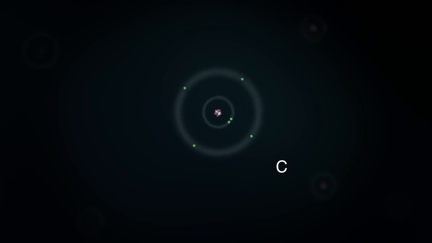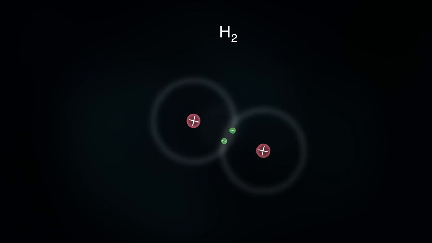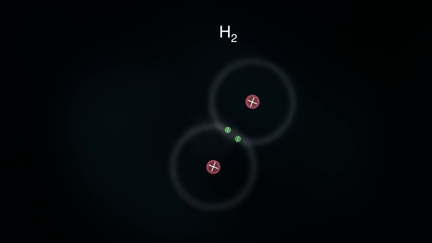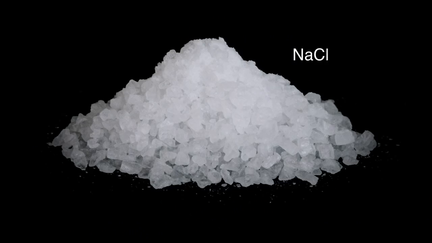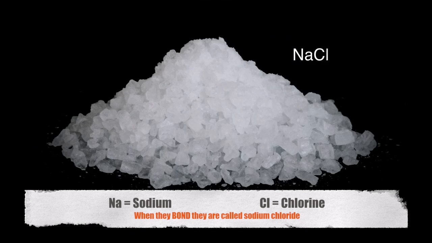Most atoms don't ride solo. Instead, they bond with other atoms. Now, bonds can form between atoms of the same element or atoms of different elements. Table salt, sodium chloride. The symbol Na is sodium and Cl is chlorine.